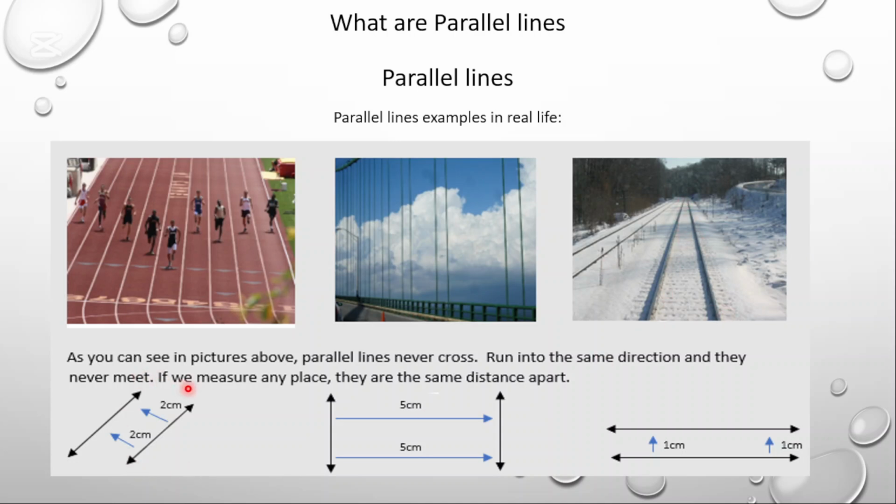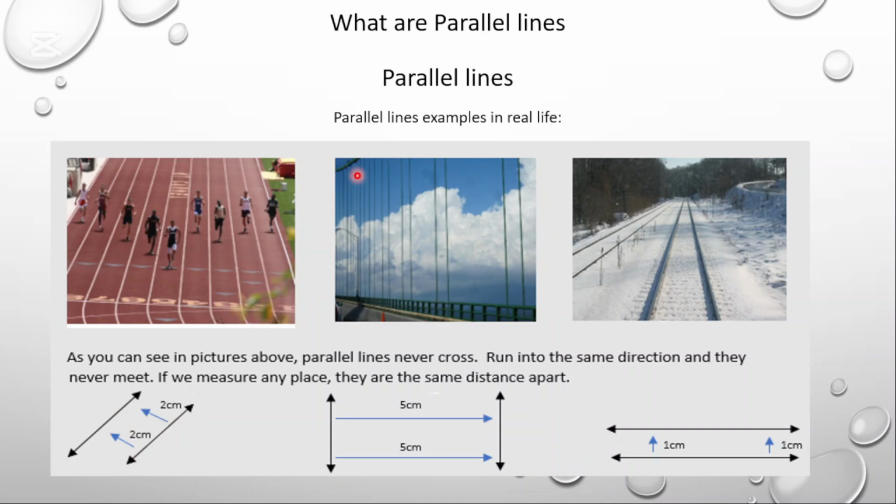Now as you can see in the pictures above, parallel lines never cross. They will never cross. They run in the same direction and they never meet. Now if we measure at any place, they are the same distance apart. This line, even if you extend it, and that one, there will always be 2 centimeters in between them, right?